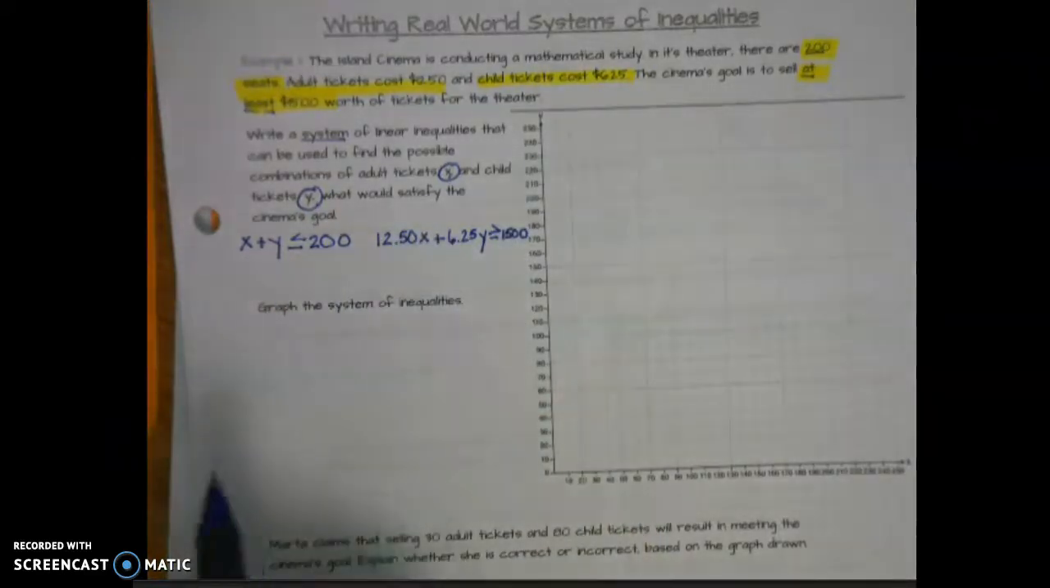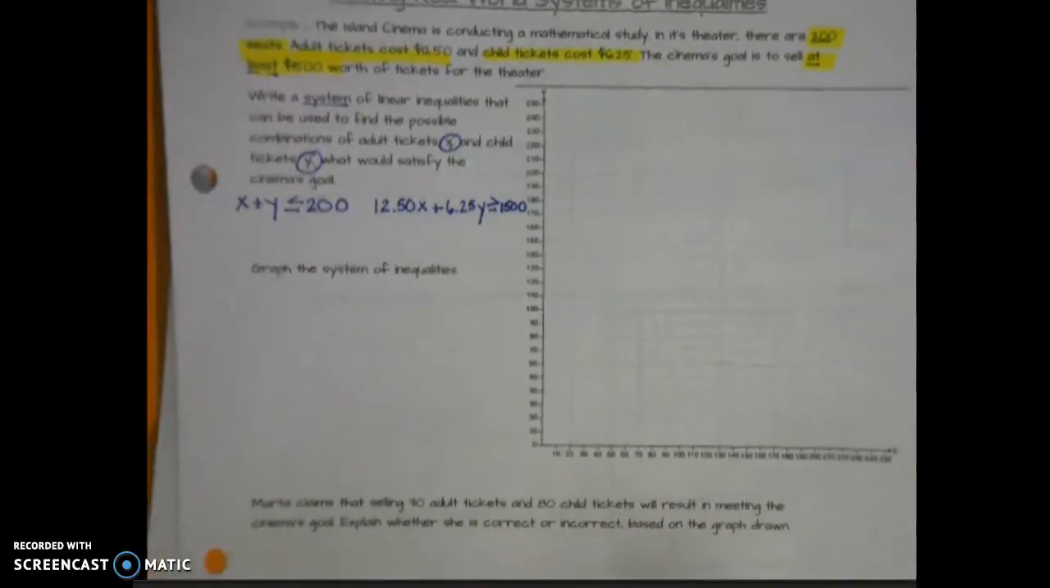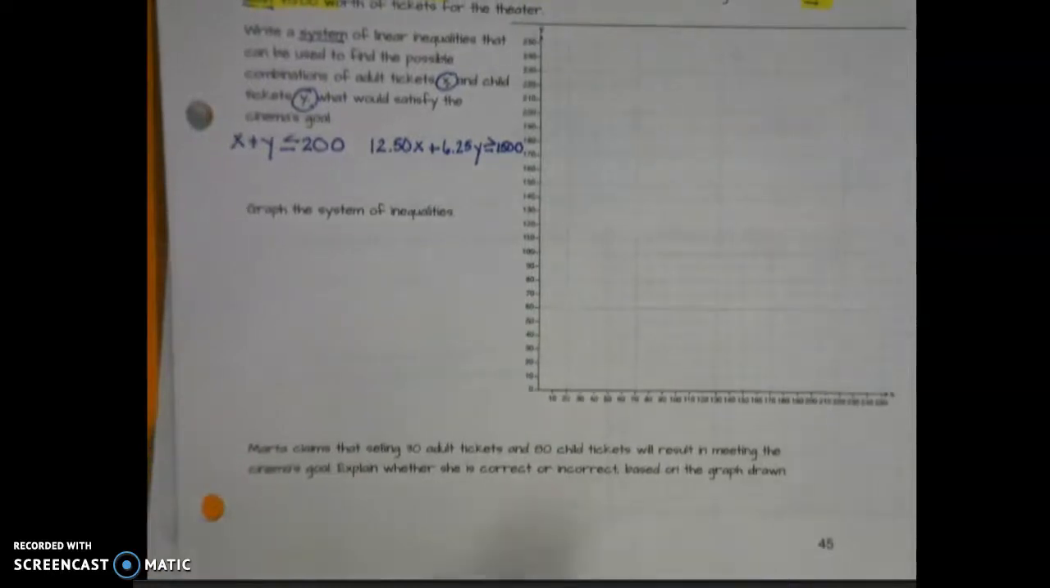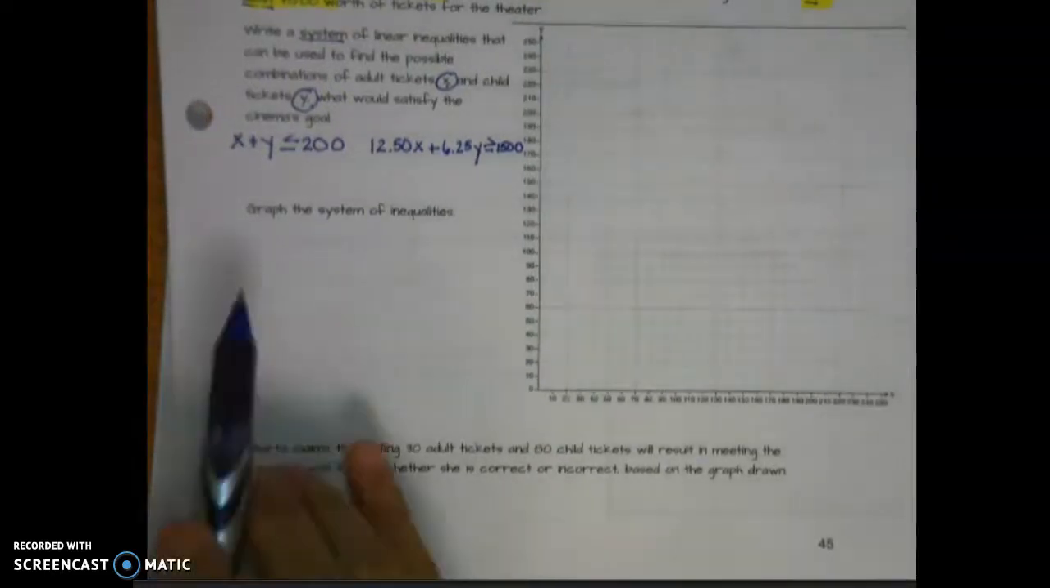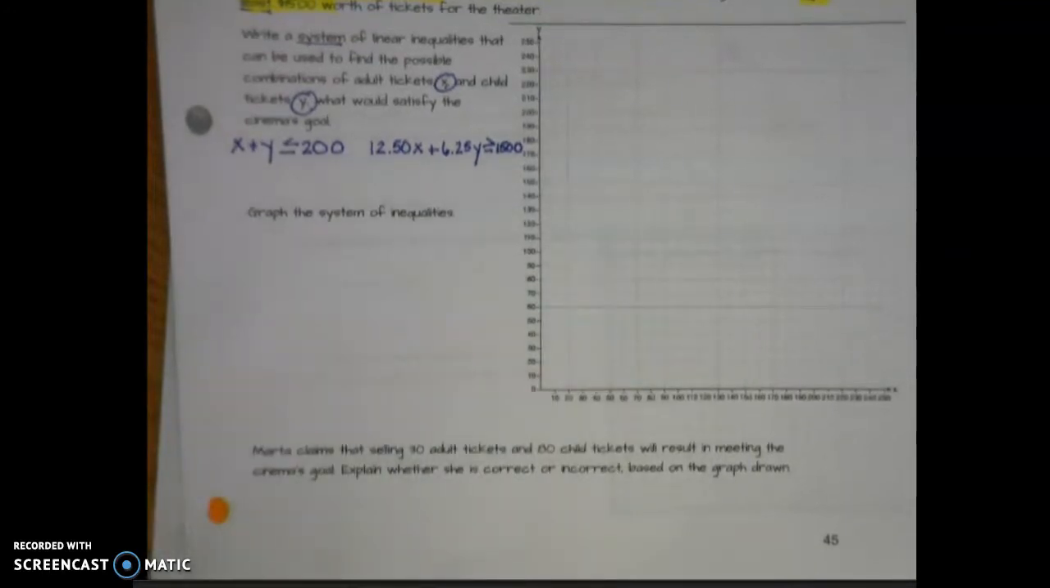Once you have your two inequalities, the second part says to graph the system. So in order to do that, we have to have both inequalities solved for Y. We need them in slope-intercept form. So in this space down here, I'm going to rearrange each one before I put them onto my grid.